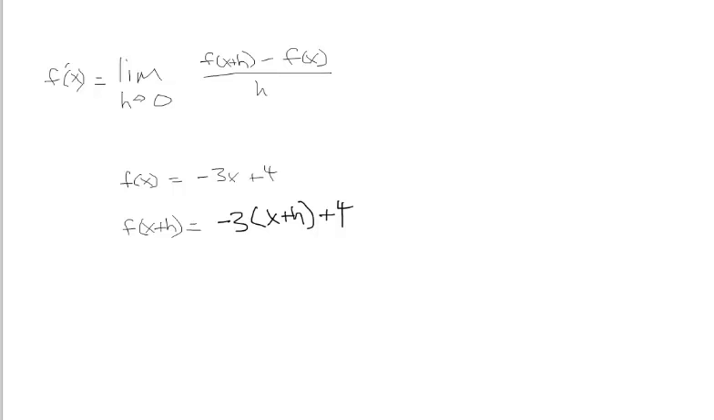And here I have an example of a function. f of x is equal to negative 3x plus 4. And f of x plus h of that function is equal to negative 3 times x plus h plus 4. So you need to put an x plus h in everywhere there's an x in the function to get f of x plus h. And we're going to need to use that to use this formula.